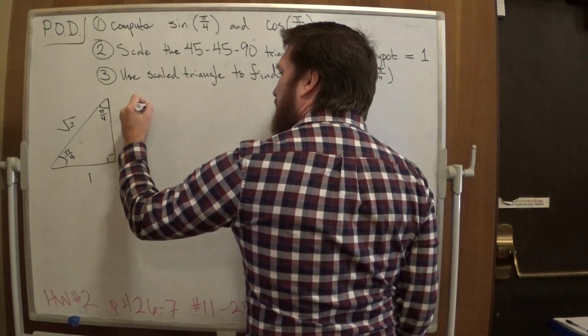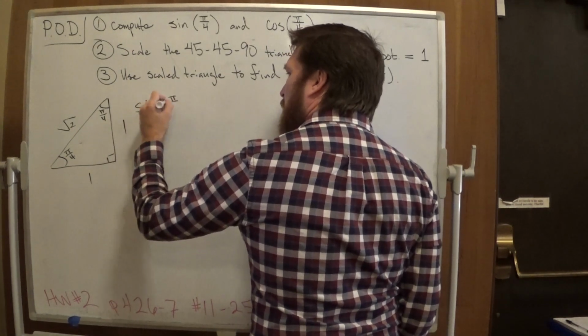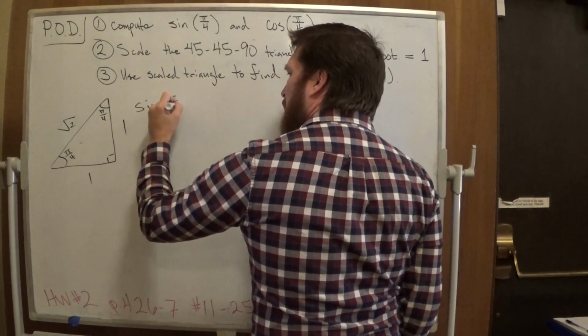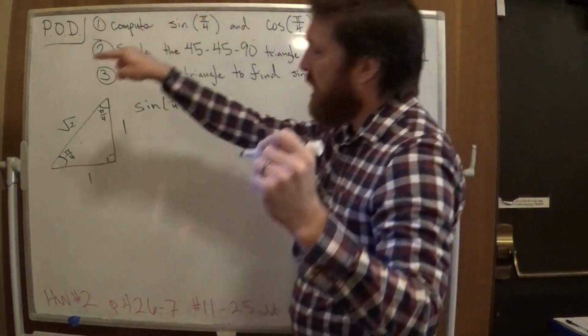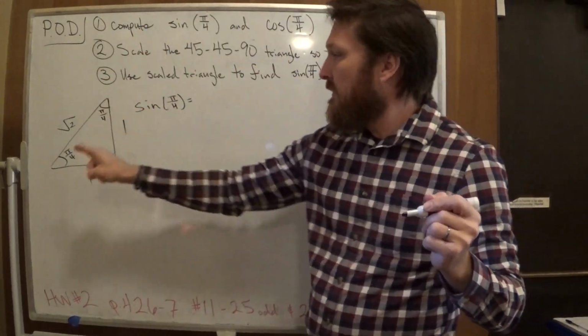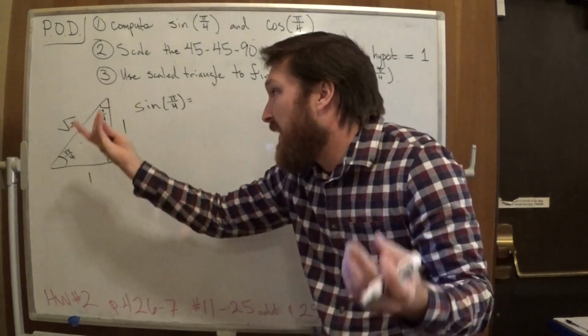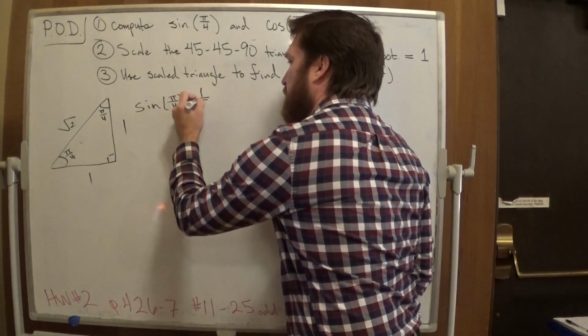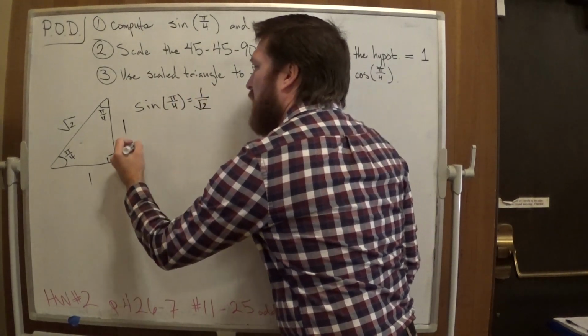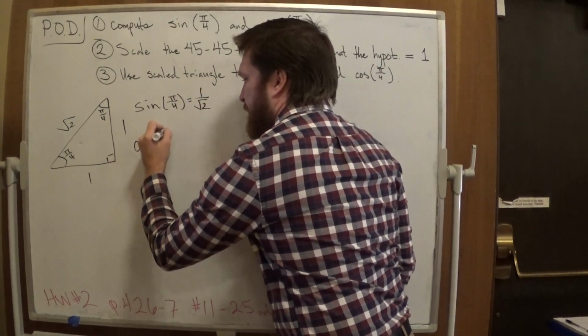Let's do sine first. Sine is what over what? 1 over root 2. In general it's opposite over hypotenuse, and you can choose either angle you want and you'll get 1 over root 2. And so is cosine. Cosine happens to be the same here.